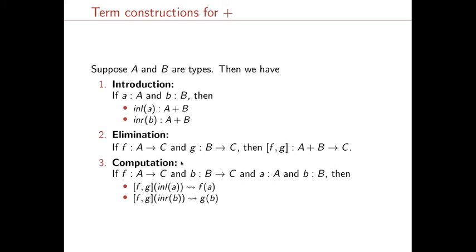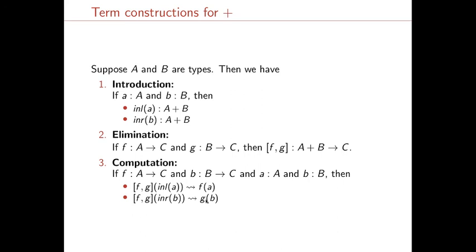And finally, the computation rule says that if we have an element a in A, a function from A to C, and a function from B to C, and we first apply an introduction rule to this a, the in left construction, and then feed this argument to the function f, g, what we get out is the value of f at a. So this complicated construction simplifies to this simpler term. And if, on the other hand, we plug into this function f, g a term b of type B, then this complicated construction simplifies to g of b.